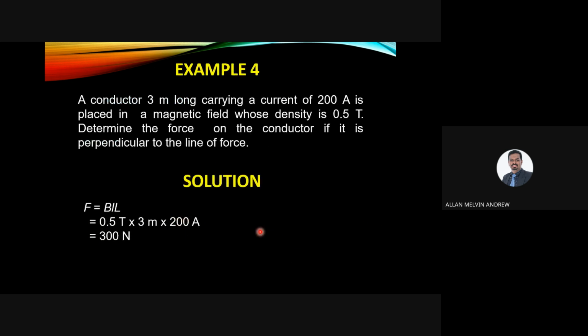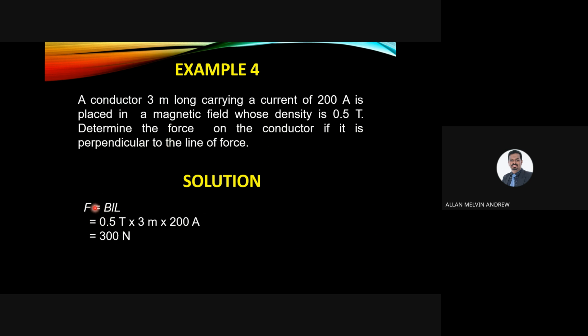A conductor 3 meters long carrying a current of 200 amperes is placed in a magnetic field whose flux density is 0.5 Tesla. Determine the force on the conductor if it is perpendicular to the lines of force. In this question, it already says perpendicular.